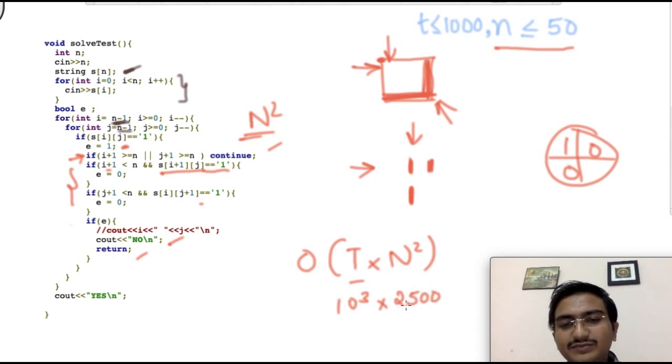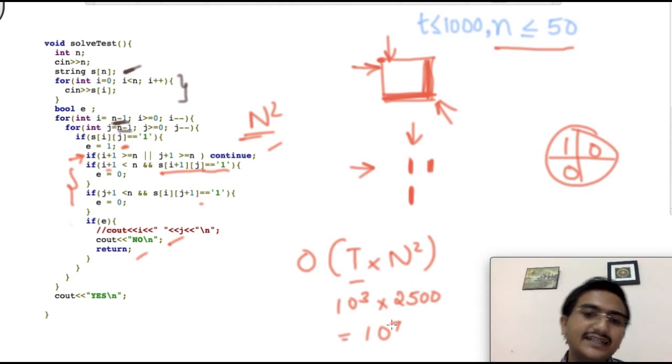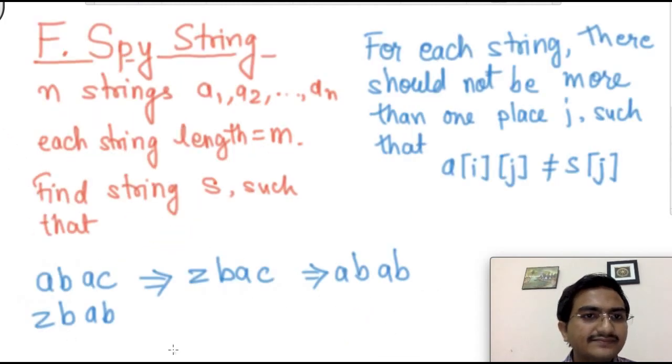So that is nothing but, you can roughly take it to 10 cube into 10 cube, it will be less than 10 raised power 7, I guess. Somewhere greater than 10 raised power 6 but less than 10 raised power 7, so it will pass. Okay, right. So let's go to the next question.